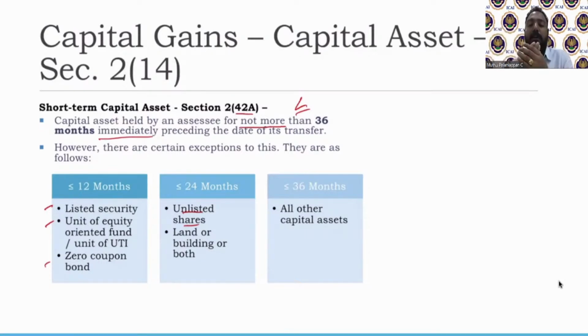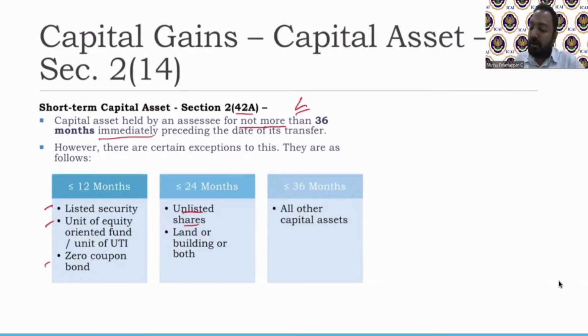So short term or long term is decided based on a general condition of 36 months, but it changes for specific assets. What are they? Listed security is 12 months. Unlisted security is 24 months. You can remember Zomato and Swiggy, a very good example. Zomato is listed, so it is less than or equal to 12 months. Something like Swiggy is less than or equal to 24 months.